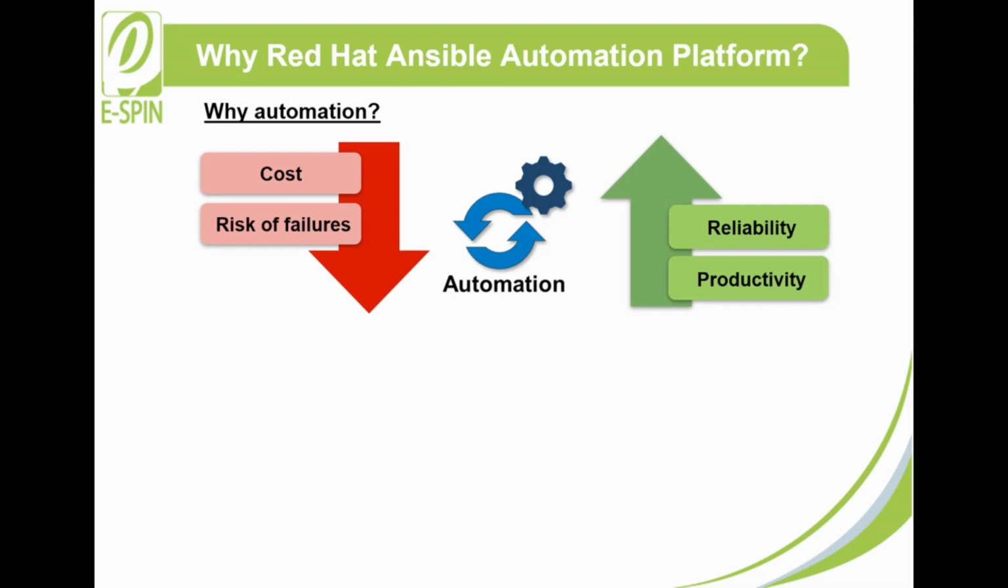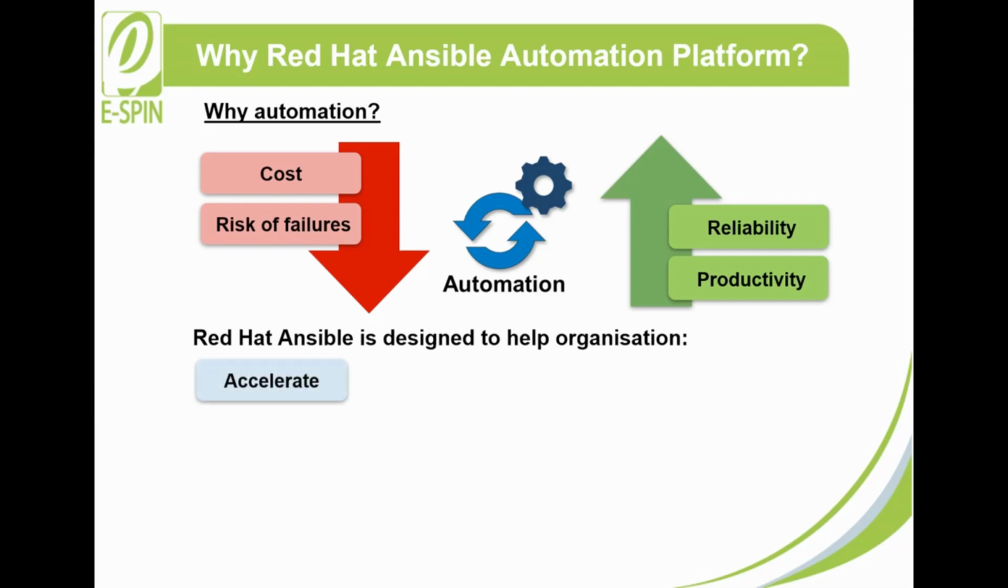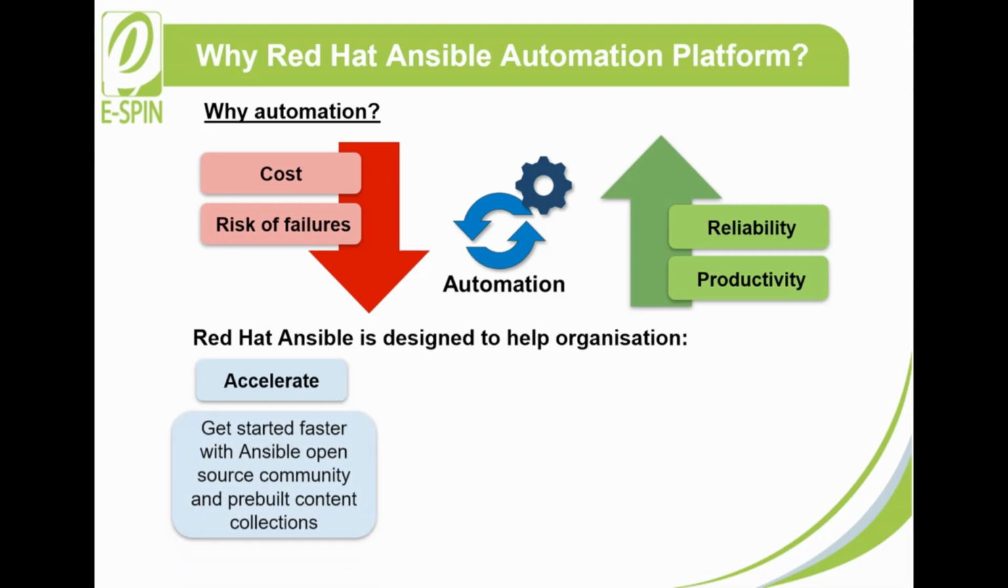Therefore, why Red Hat Ansible Automation Platform? Red Hat Ansible Automation Platform is specifically designed with capabilities that help organizations accelerate. Ansible's massive open-source community and pre-built content collections of the most used Ansible roles and modules enable you to rapidly get started. Codify your infrastructure and share across teams and individuals where you are already running deployments, whether on-premise or in the cloud. Orchestrate.